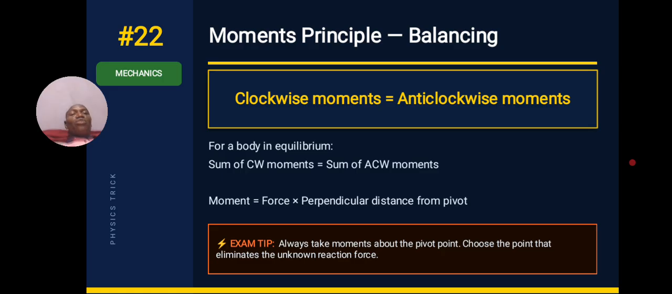Yes, here we come into mechanics. Moment. I saw these questions too in JAMB. Yes. Moment principle. Moment of a force is the product of a force and the perpendicular distance moved in the direction of force.